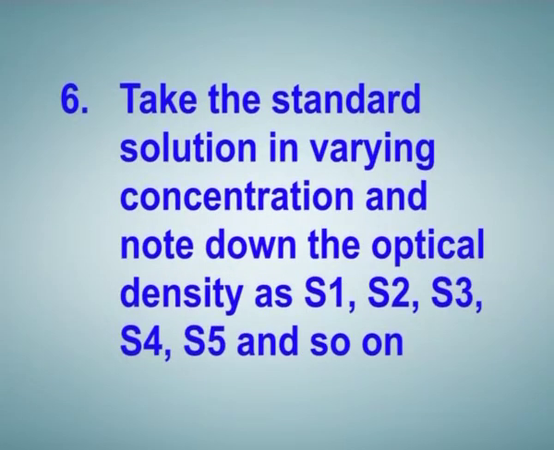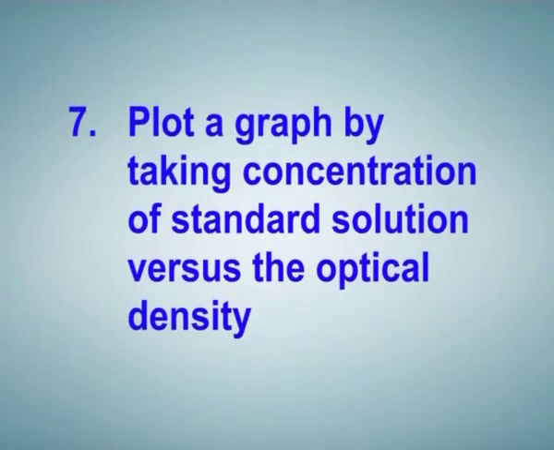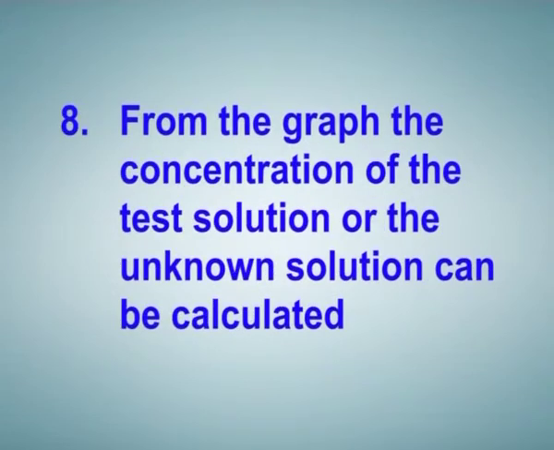Take the standard solution in varying concentration and note down the optical density as S1, S2, S3, S4, S5 and so on. Plot a graph by taking concentration of standard solution versus optical density. From the graph, the concentration of the test solution or unknown solution can be calculated.